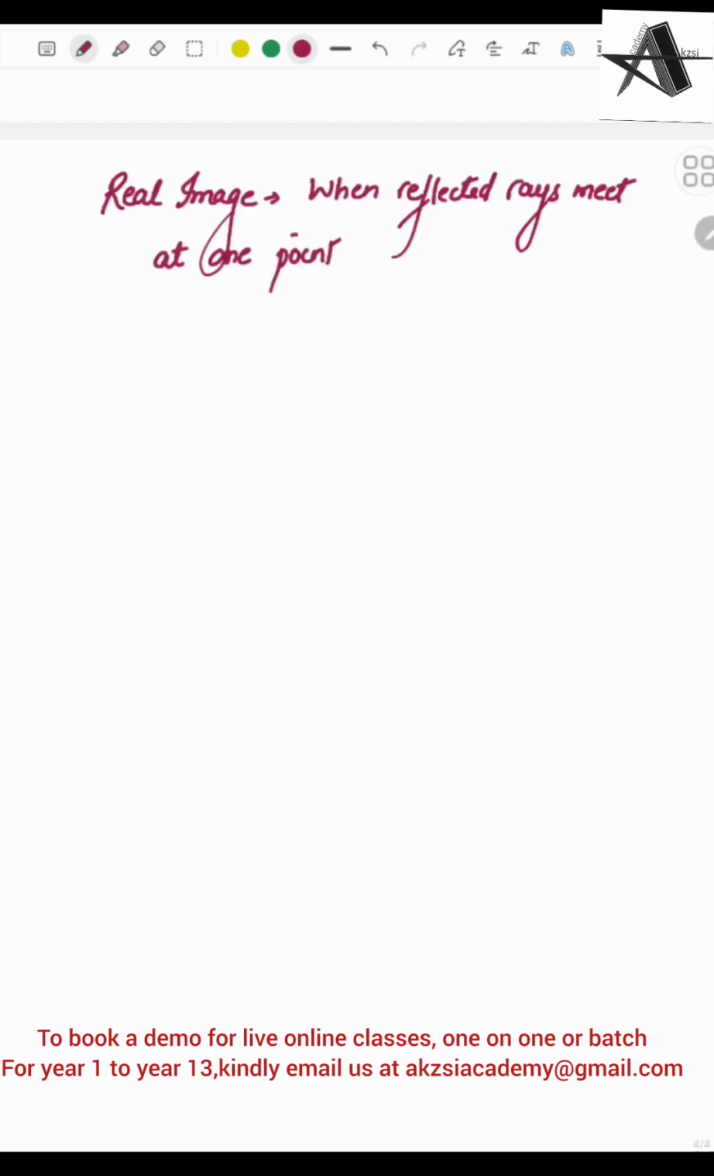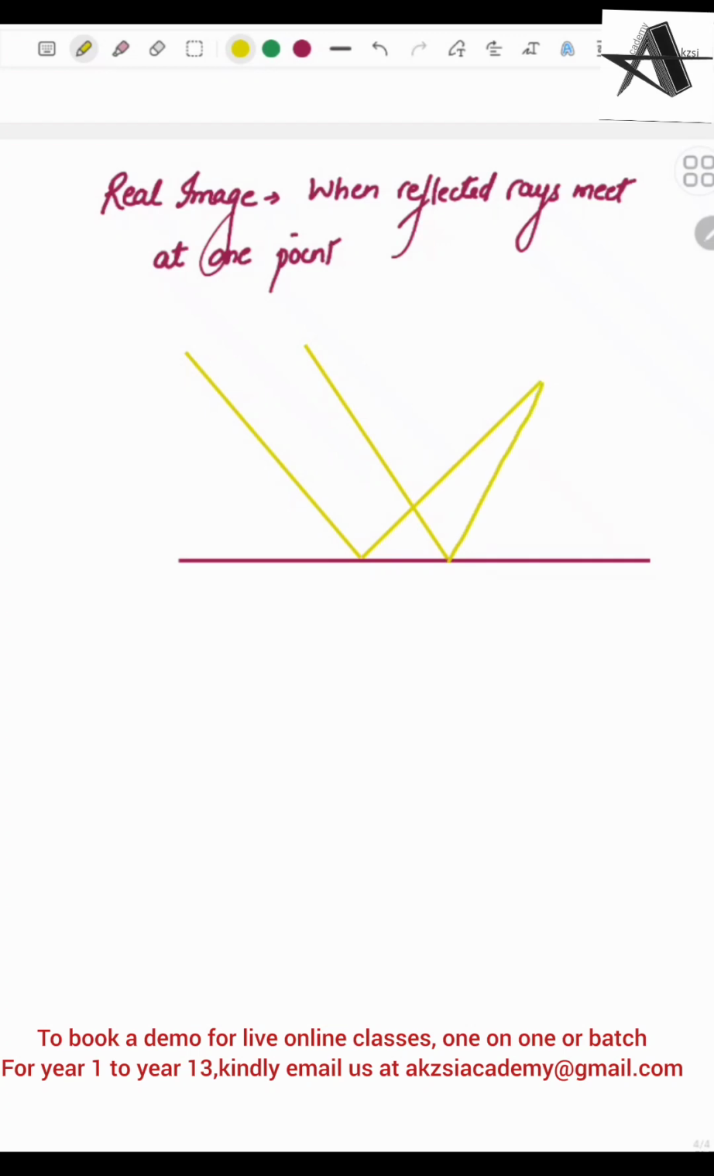When reflected rays meet at one point, there the image is formed. Which image? Real image. So see, this is a surface, light is incident, then gets reflected, then another incident ray gets reflected. What's happening here? They are meeting at one point, this. You can clearly see the reflected rays are meeting at one point, and we can say that here the real image will be formed. Now there are a few characteristics of real images.